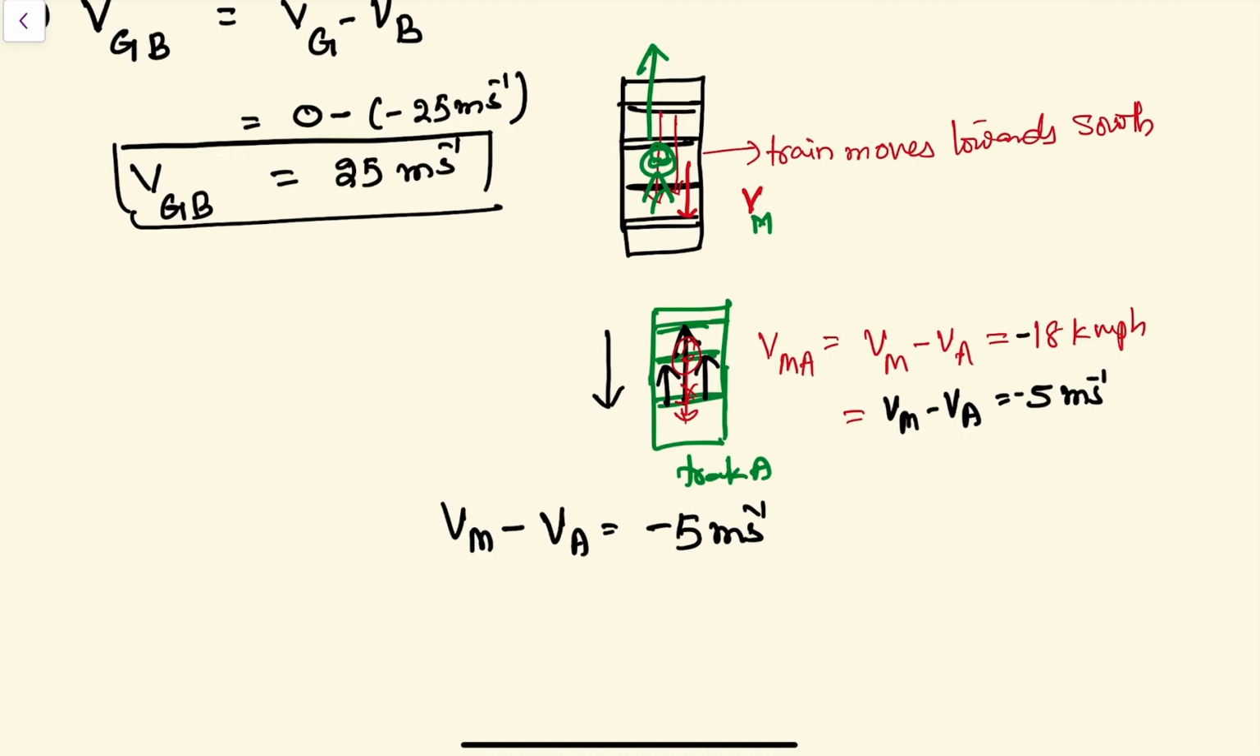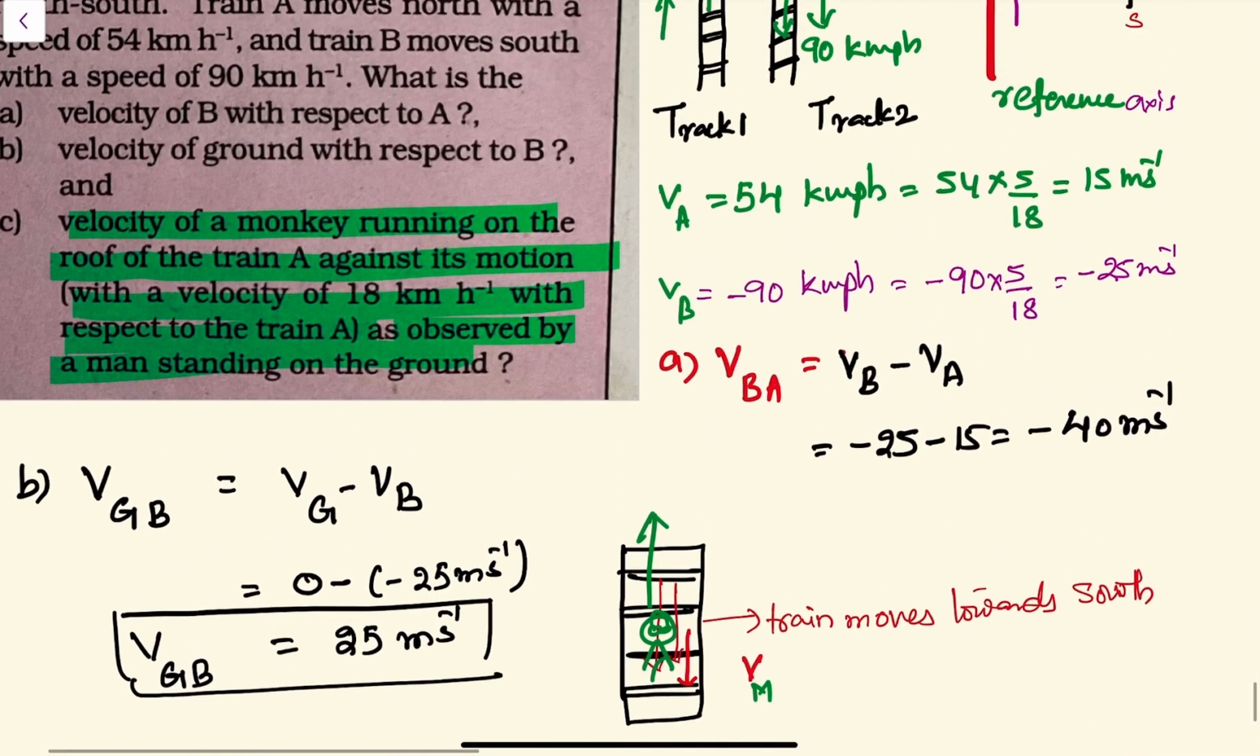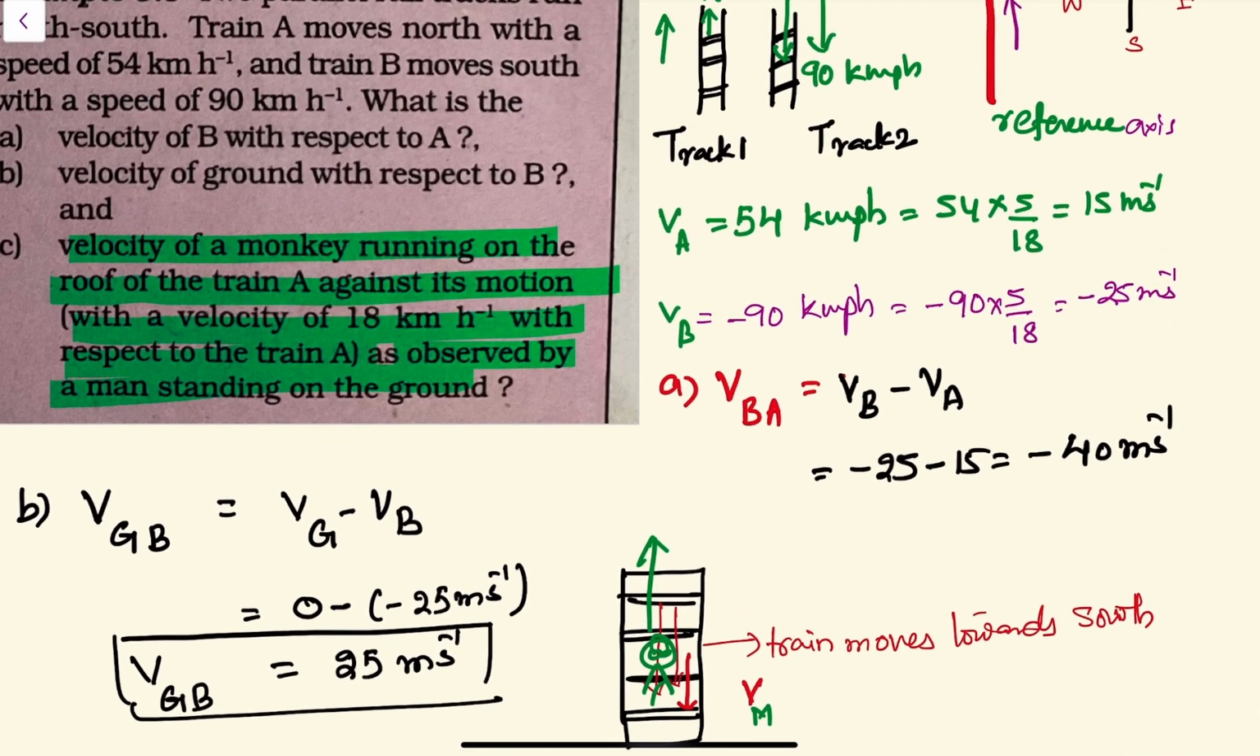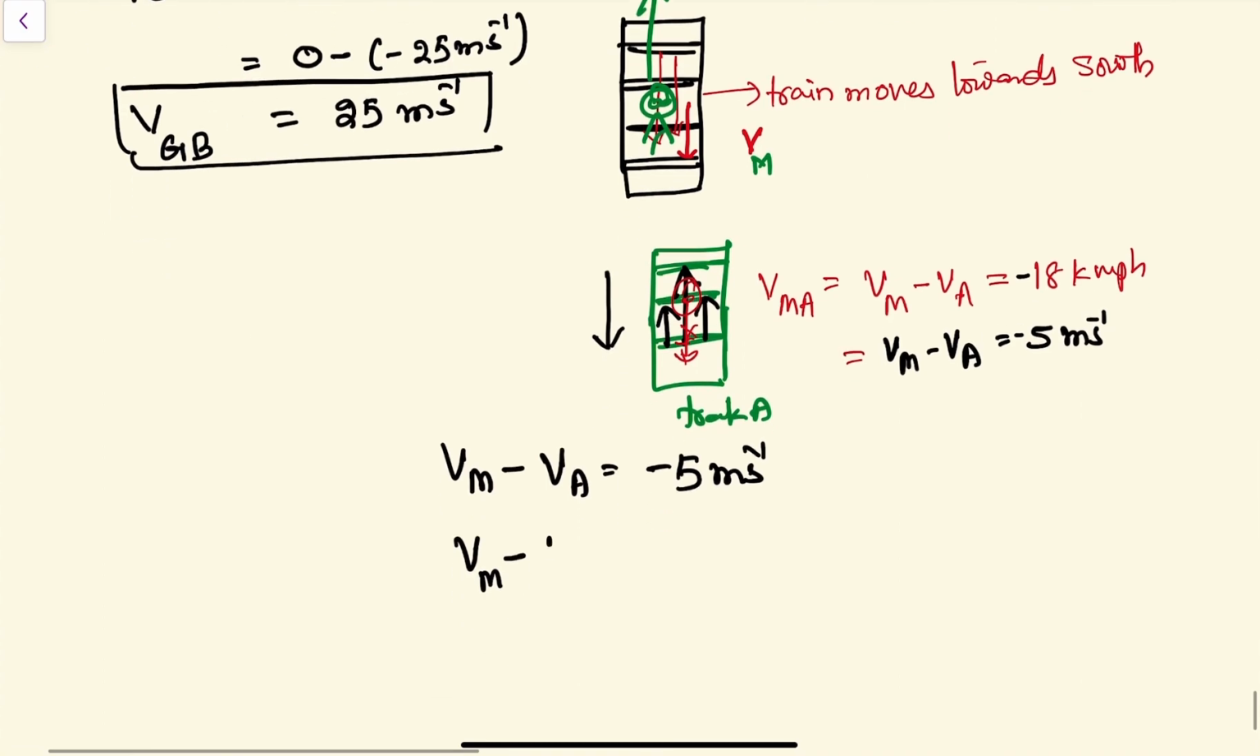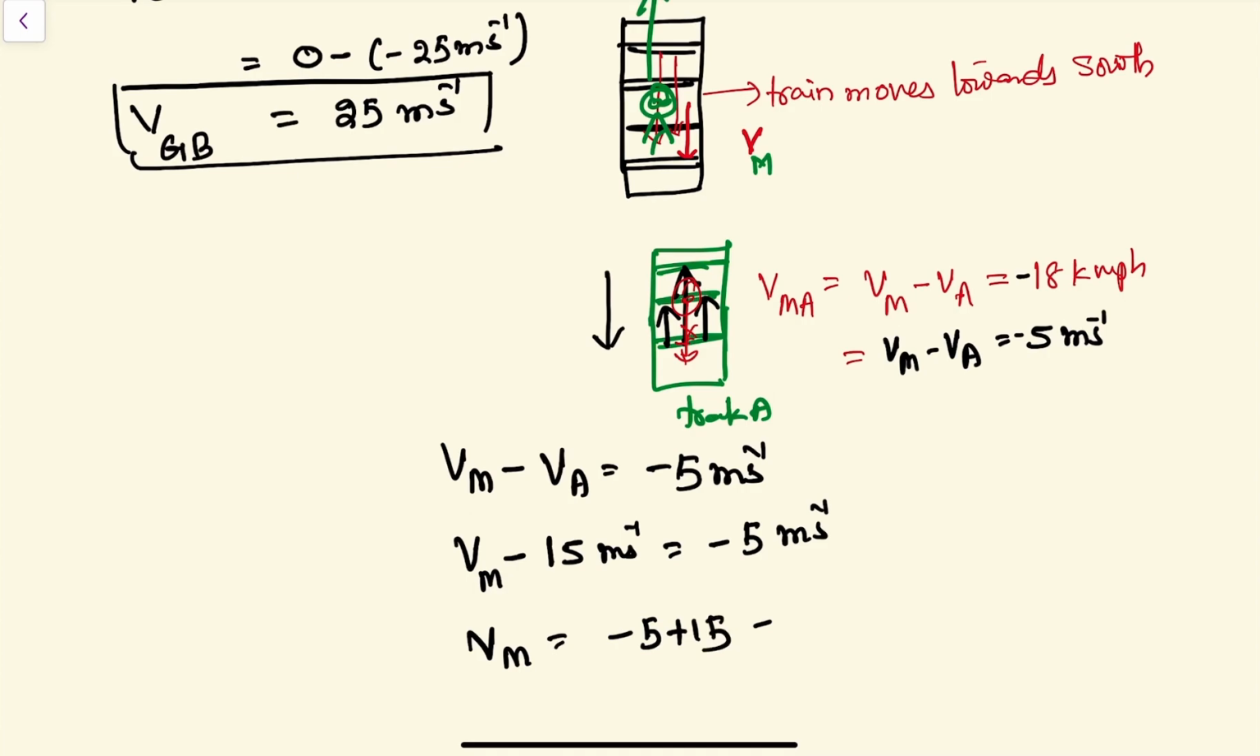What is Va? Va is 15 meters per second. So Vm minus 15 is equal to minus 5 meters per second. Vm is equal to minus 5 plus 15, which equals plus 10 meters per second.